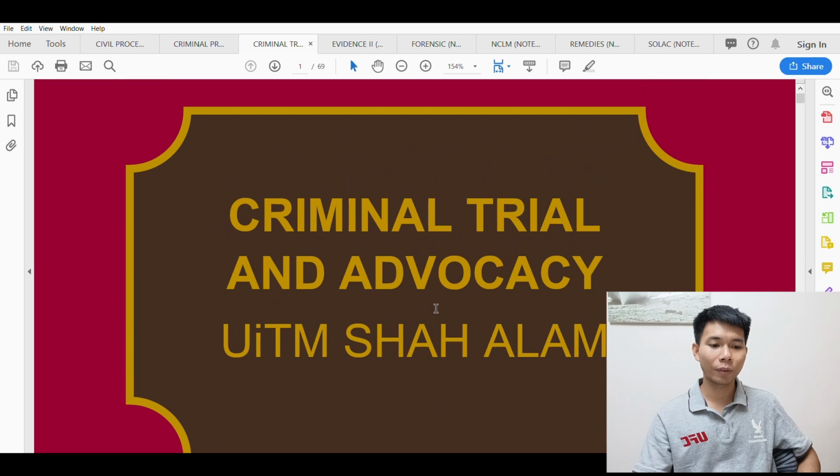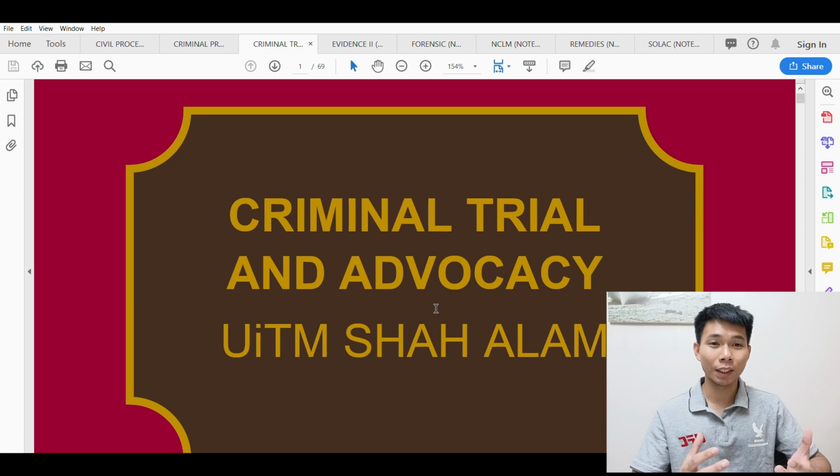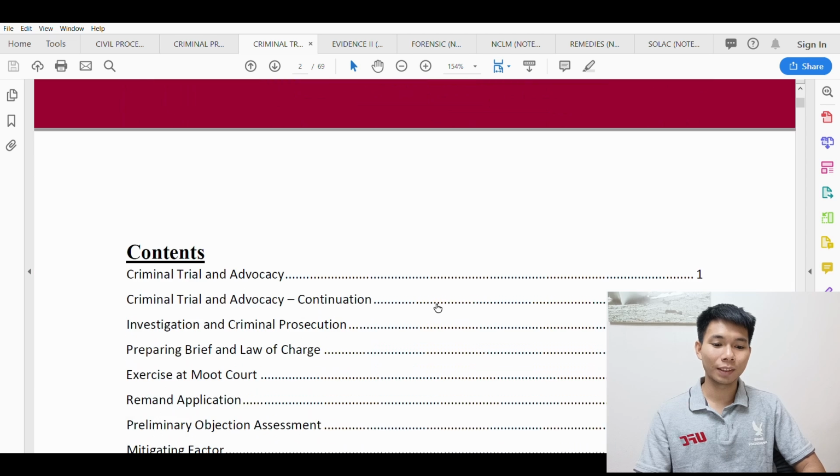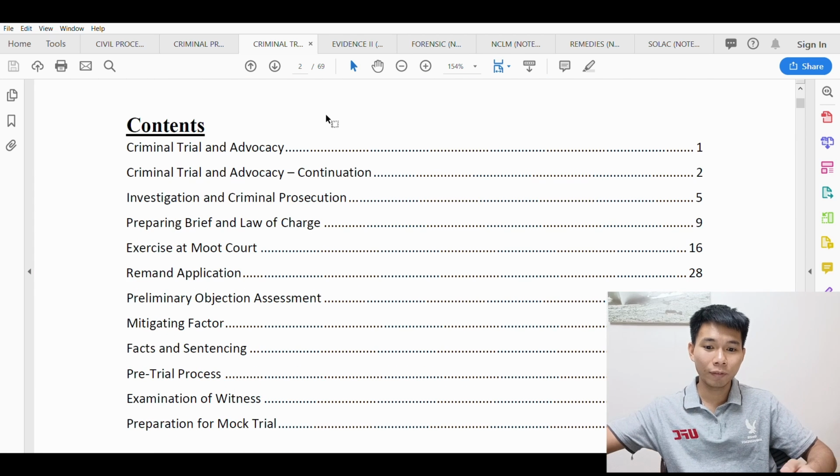Next up, we have criminal trial and advocacy. This subject has no final exam, but it's in a form of carry marks, and as the name suggests, it's a subject where you only do oral arguments or oral presentation inside a moot court in front of your lecturer. So in this subject, you will have some oral assignments: a remand application, a bail application, preliminary objection, facts and sentencing, and mock trial.